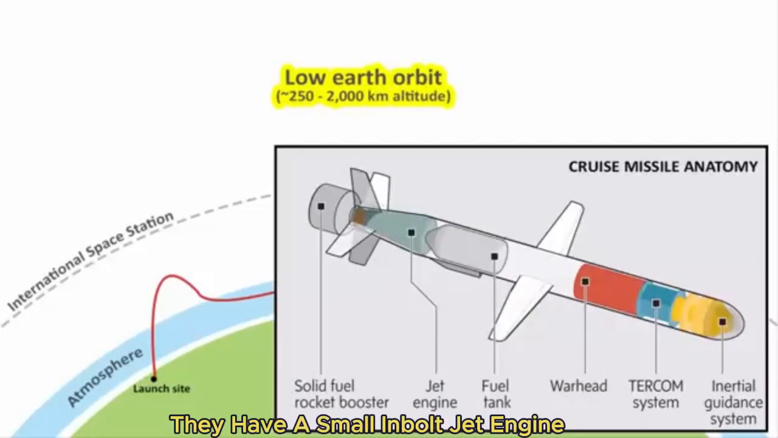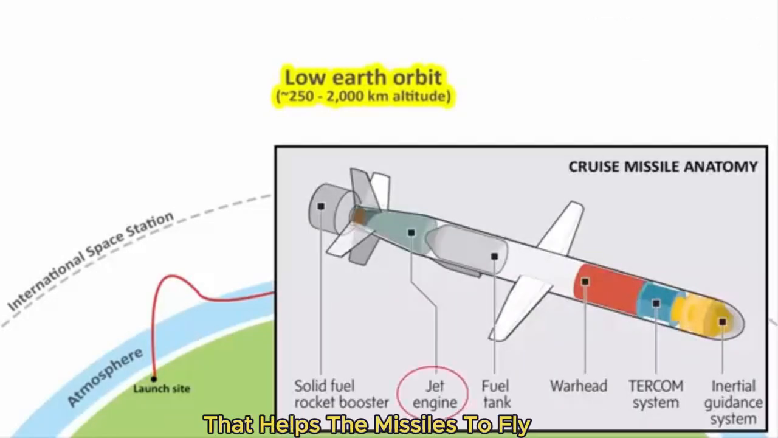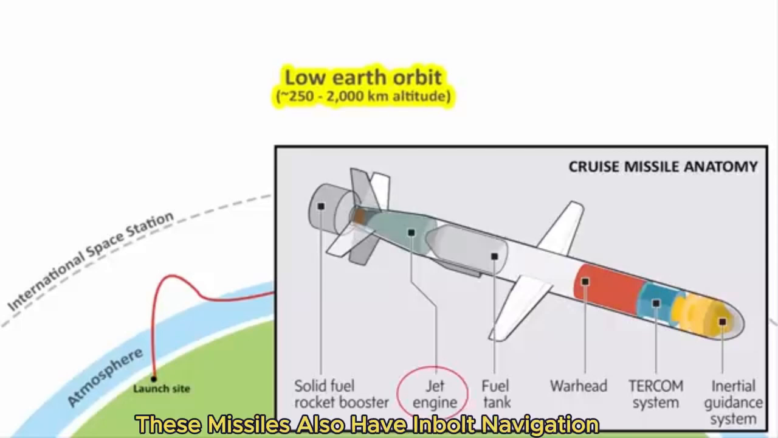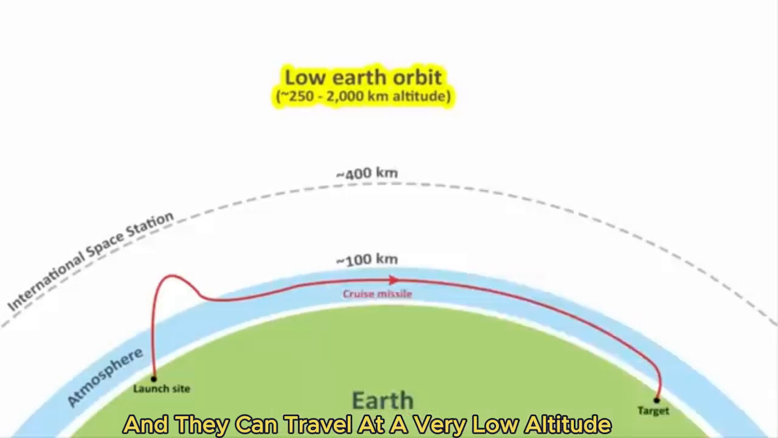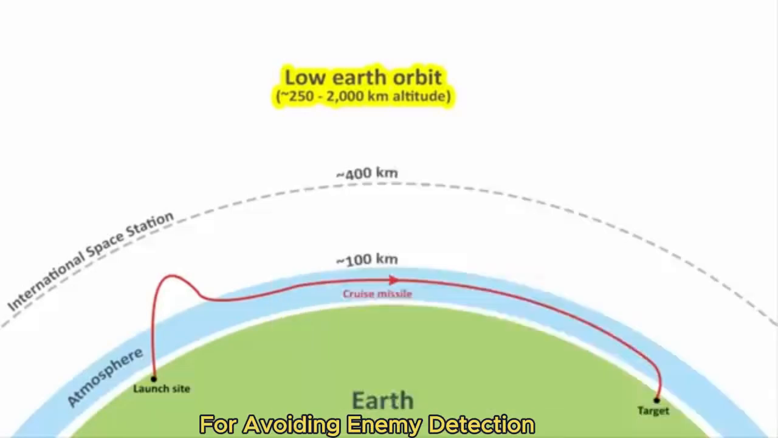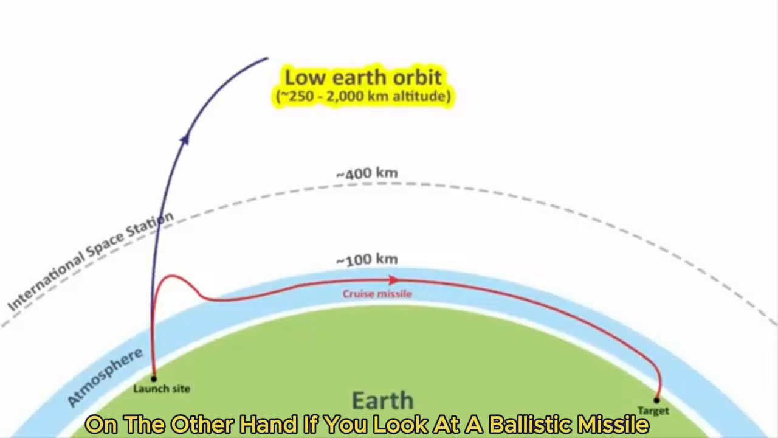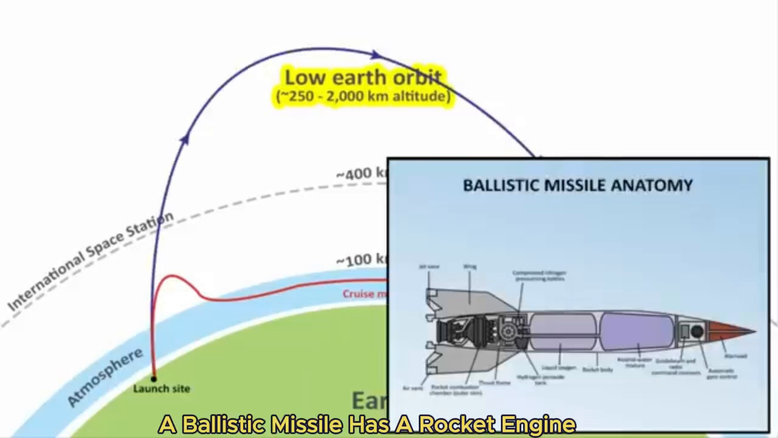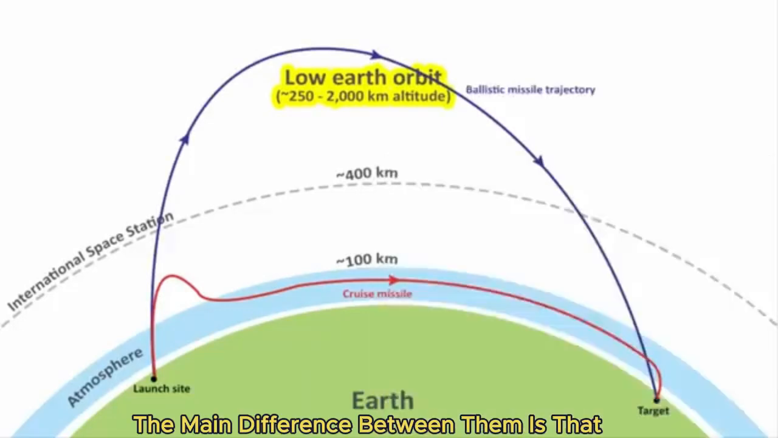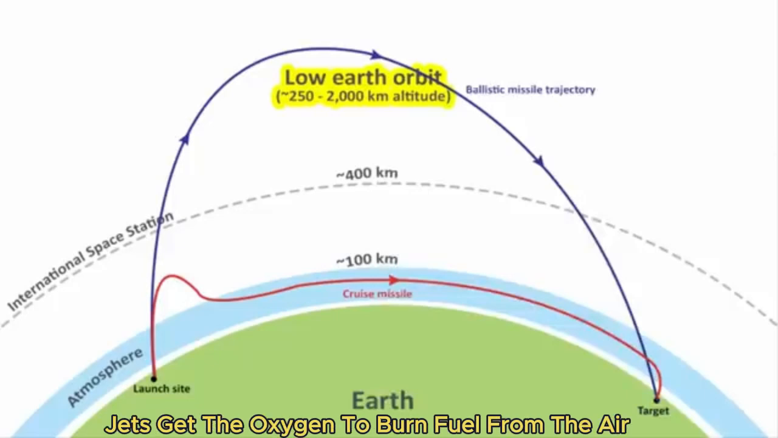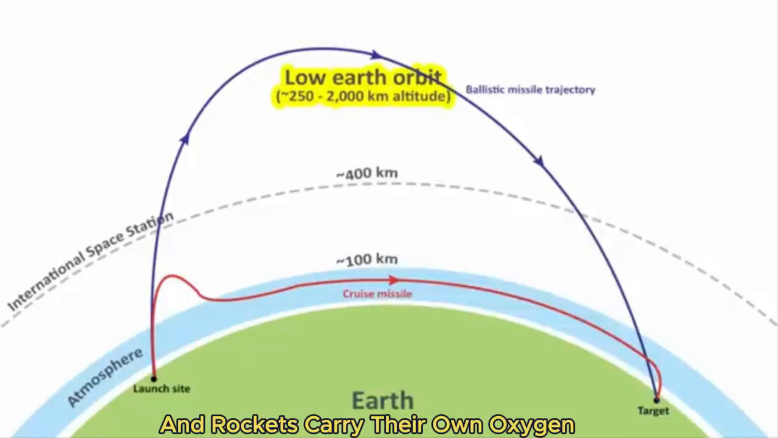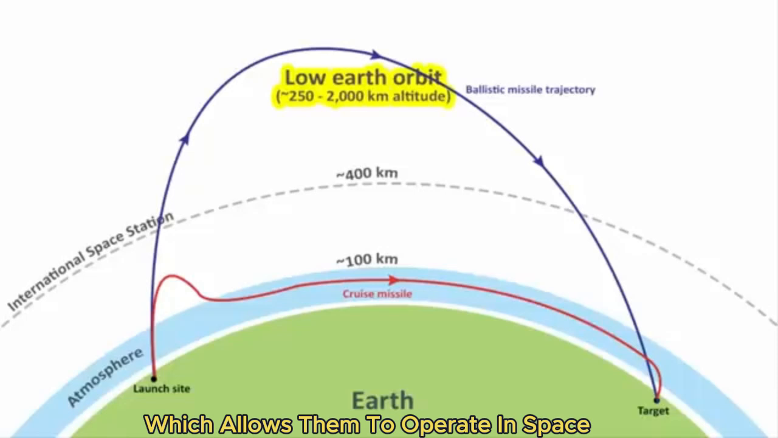They have a small inbuilt jet engine that helps the missiles to fly most of the time in the air. In addition to that, these missiles also have inbuilt navigation, and they can travel at a very low altitude for avoiding enemy detection. On the other hand, a ballistic missile has a rocket engine. It doesn't have a jet engine. The main difference between them is that jets get the oxygen to burn fuel from the air, and rockets carry their own oxygen, which allows them to operate in space.